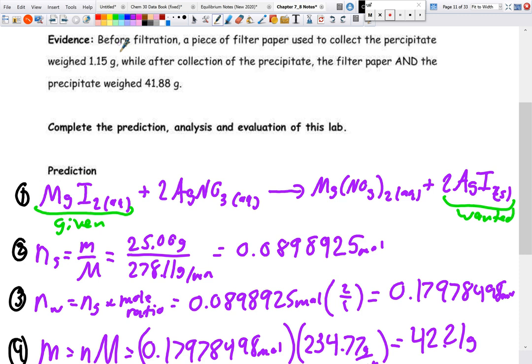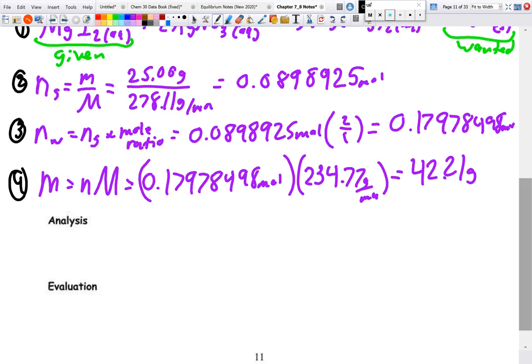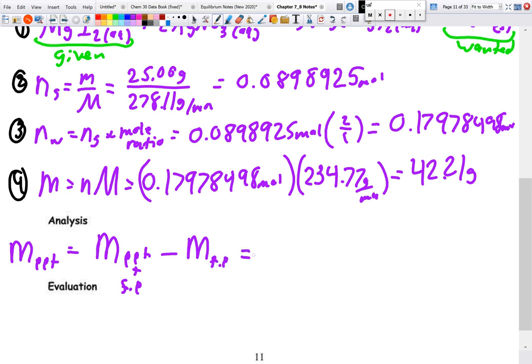So the evidence. What we have right here: before filtration, a piece of filter paper used to collect precipitate weighs 1.15 grams. After the collection of precipitate, the filter paper and the precipitate weighed 41.88 grams. So that's in our analysis. Basically what we have is the mass of precipitate. I'm just going to shorthand precipitate to PPT. So remember, we are going to take the mass of our precipitate and our filter paper and subtract just the mass of our filter paper.